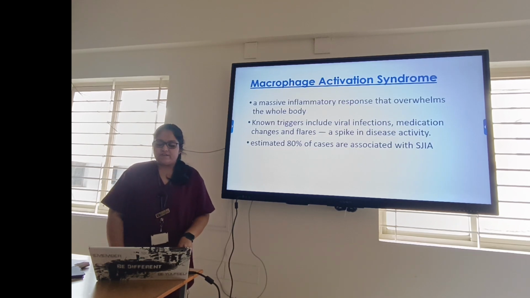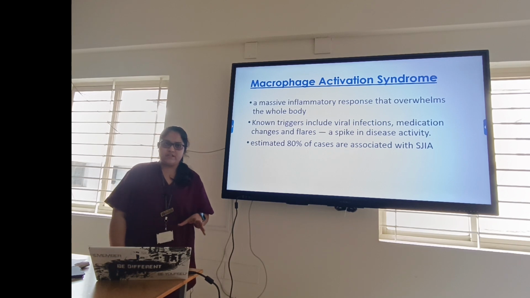Macrophage activation syndrome. Due to massive inflammatory responses, the body becomes overwhelmed, and some of the trigger factors are viral infection, medication changes, or a flare or spike in disease activity. In 80% of the cases, what they have seen is due to this macrophage activation syndrome.